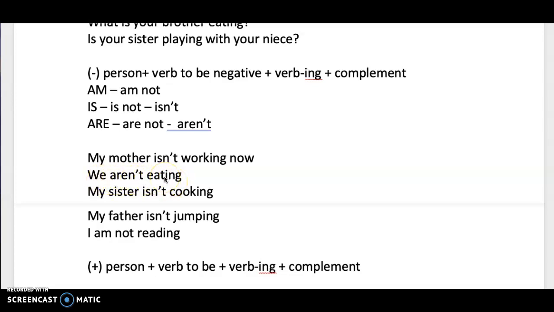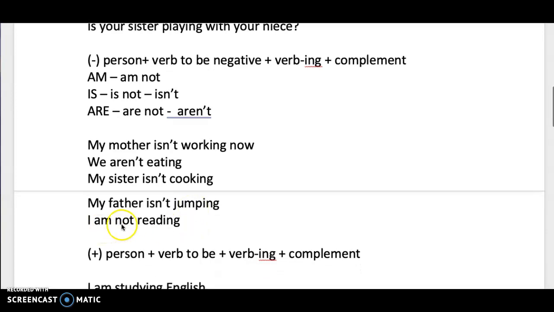What are we doing now? Yes, we are studying English. Okay, let's continue. My sister isn't cooking. Okay? My father isn't jumping. Or I am not reading. What are you doing, guys? You are listening to the teacher.